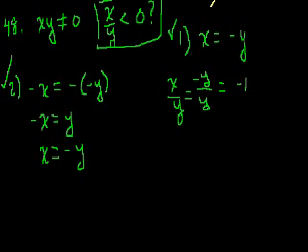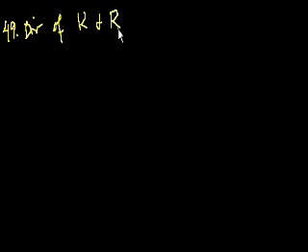Switch colors. Problem 49. How many people are directors of both company K and company R? Okay, directors of K and R. Statement number 1: there were 17 directors present at a joint meeting of the directors of companies K and R, and no directors were absent. So that's all the directors of K and R.